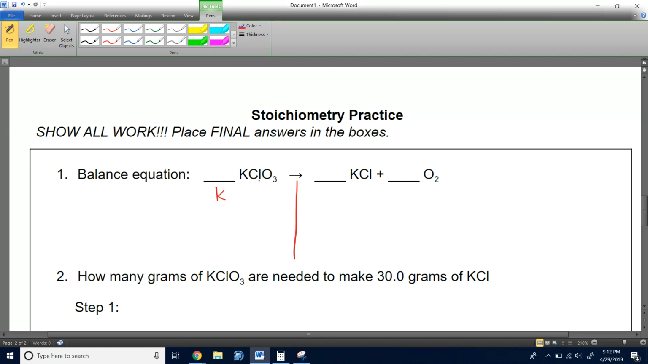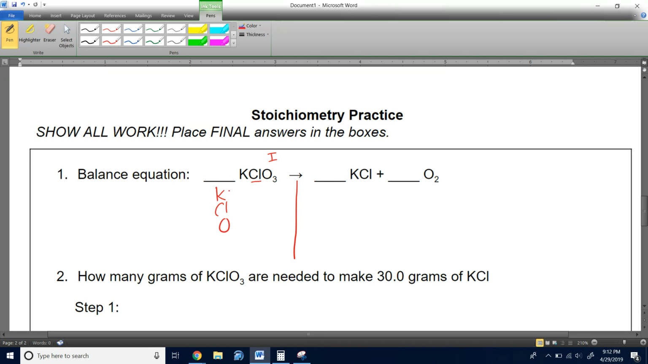A lot of you guys confuse this. This is not chlorine. This is not carbon and iodine. This is not an I. If it was a capital I, it would be like this. It would not be as such. This is all one thing. This is chlorine. Okay, chlorine. And then we have oxygen.